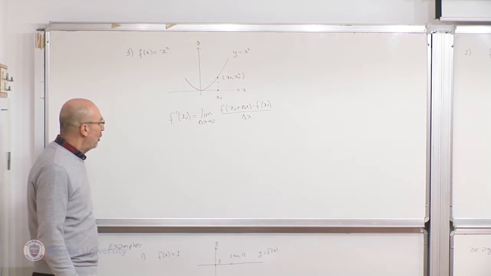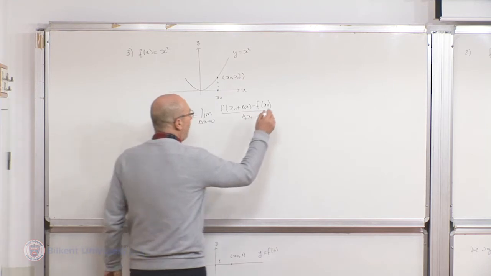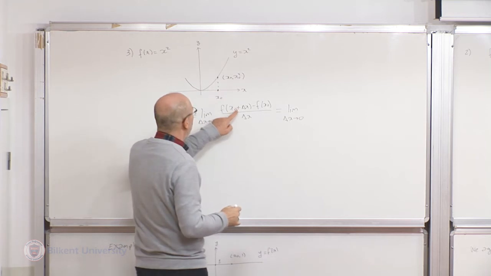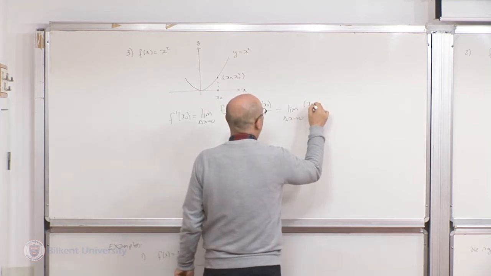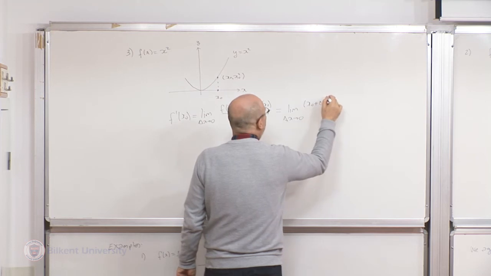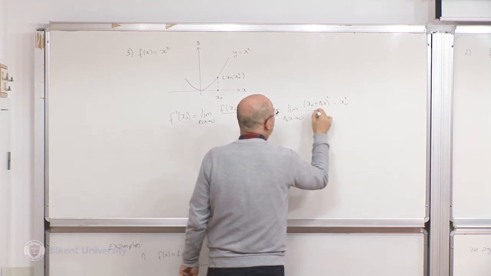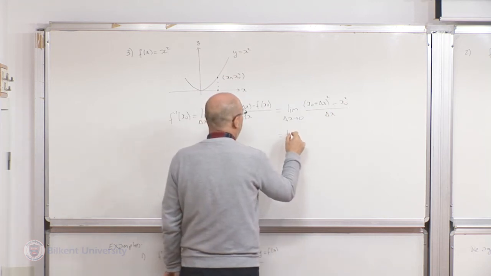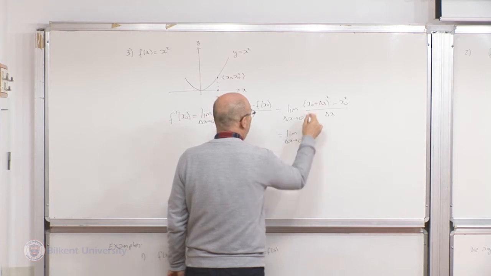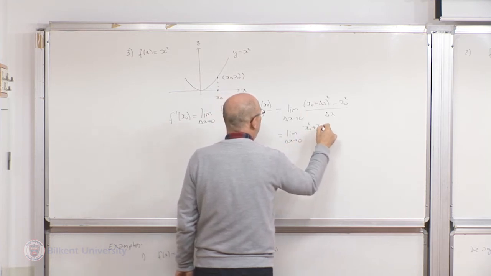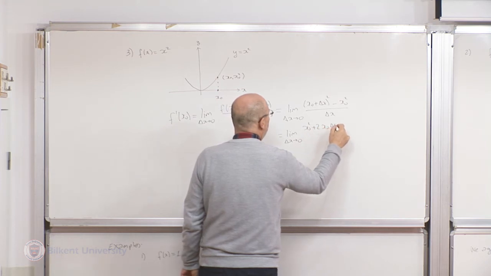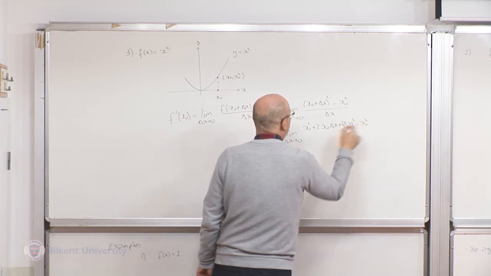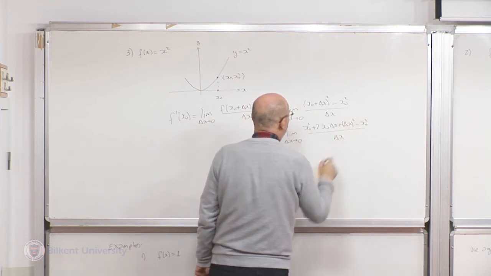Okay, so let's go back to this. Let's substitute these numbers in. So this is limit delta x goes to 0. So this is square of this. Okay, so let's first be pedantic and write these things, delta x. Okay, so now limit delta x goes to 0. I take the square of this, 2x sub 0 delta x plus delta x square minus x square divided by delta x.